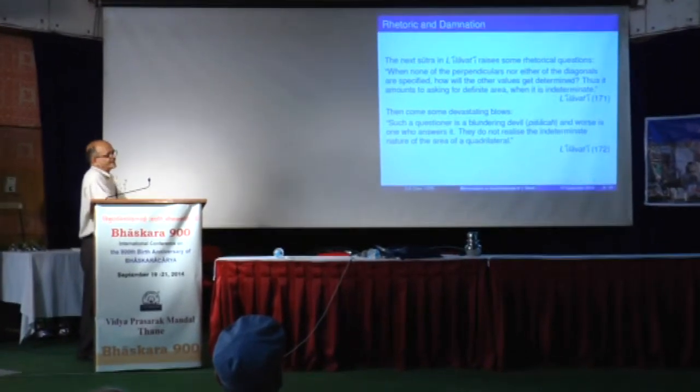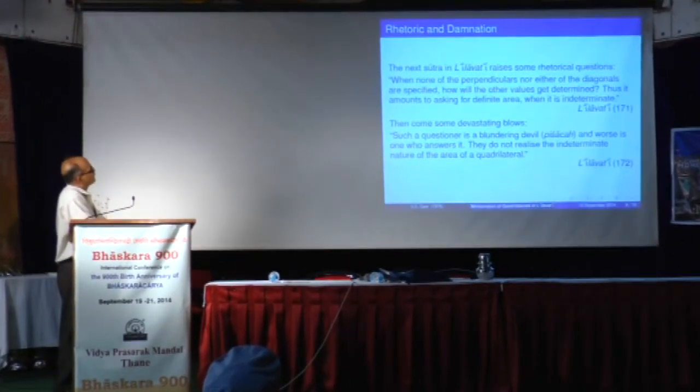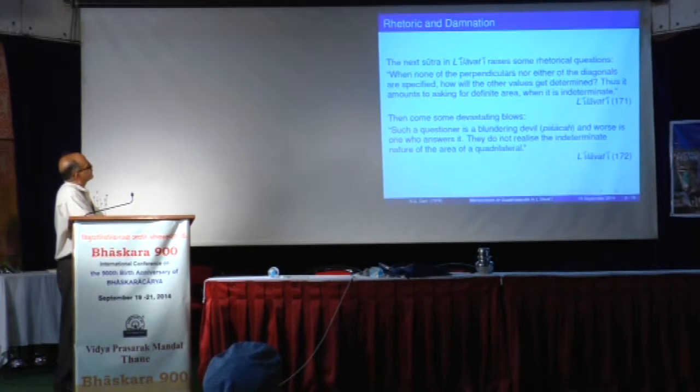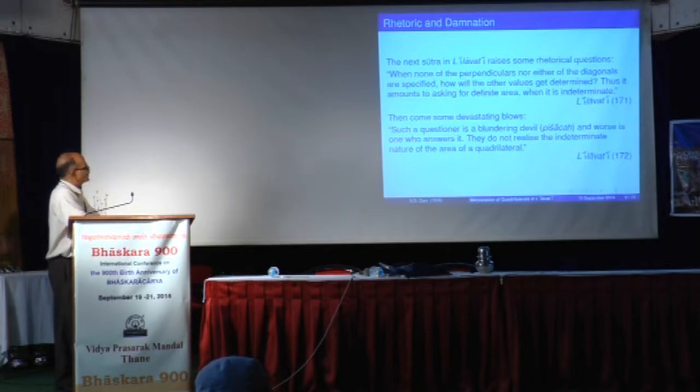Then this is followed by a rather rhetorical question. When none of the perpendiculars nor either of the diagonals are specified, how will the other values get determined? Thus it amounts to asking for a definite area when it is actually indeterminate. So that's a point. And this is followed by a rather devastating blow, which says such a questioner is a blundering devil, Pishacha, and worse is the one who answers it. So there is a damnation of the people who don't seem to recognize.